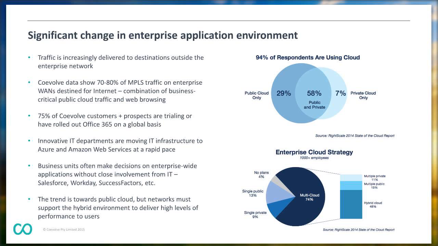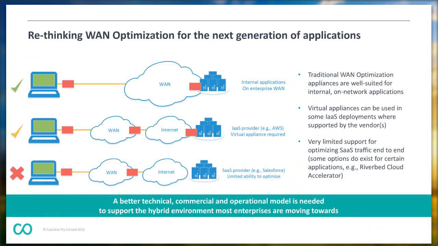It's a mixture of many different public cloud providers, and in many cases, multiple internal instances of private clouds as well. So it's a fairly complex application environment that we're seeing here, where the trend is much more towards putting applications into the right bucket to deliver a particular business objective. But then, of course, the network needs to keep up with that and deliver the best possible performance.